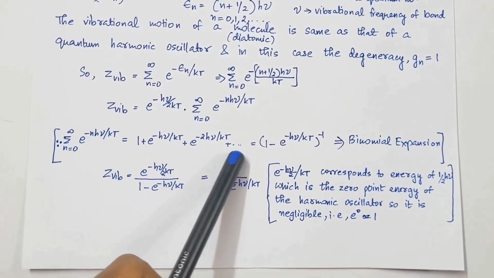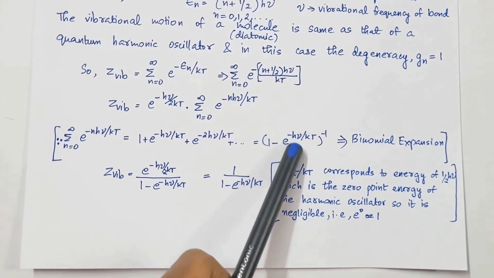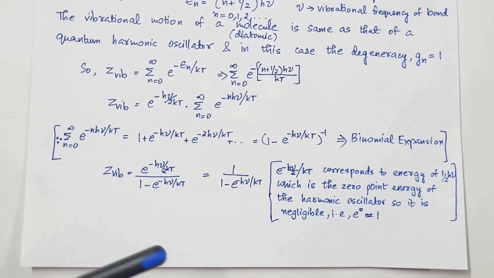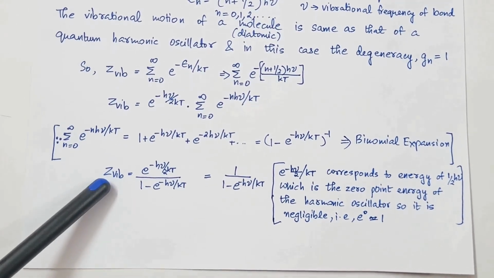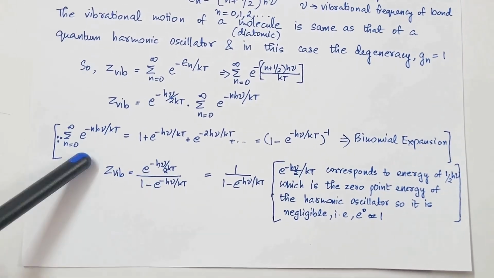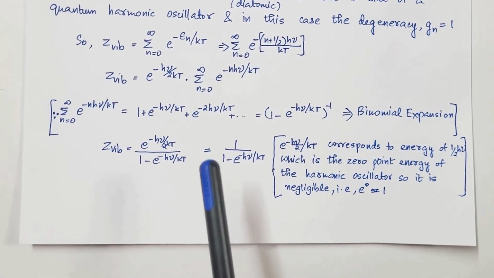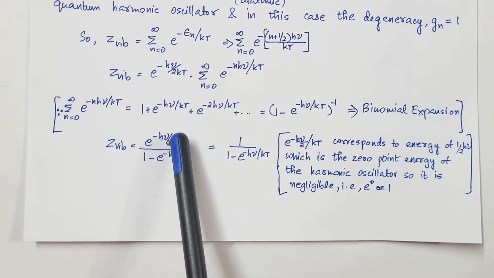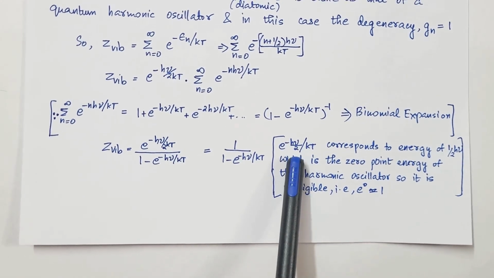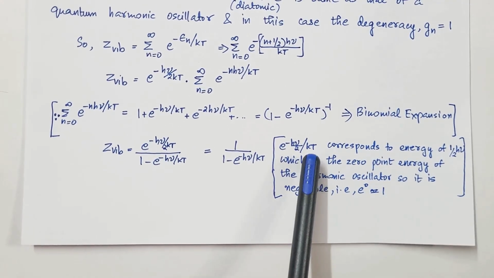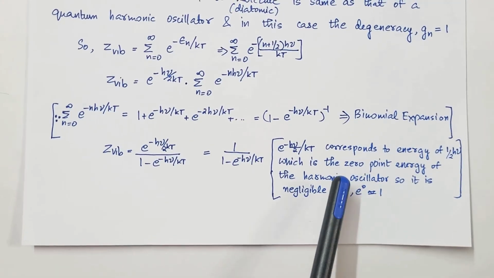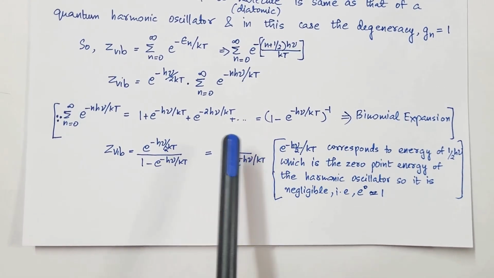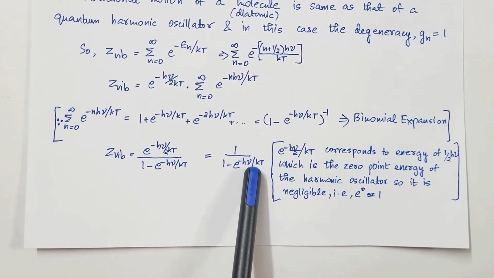Here I have simplified the binomial expansion to a reciprocal of 1 minus e raised to minus h nu by kT, and by substituting that we get that the Z vibrational is equivalent to this. If you notice the numerator portion of this equation, there is an h nu by 2 term of energy, which corresponds to zero point energy of the harmonic oscillator, and it is considered negligible. So the numerator tends to 1. So this is the final equation for the vibrational partition function.